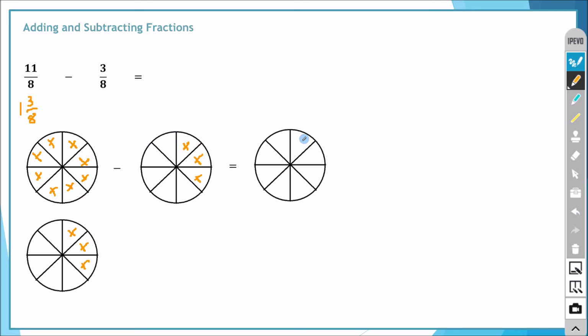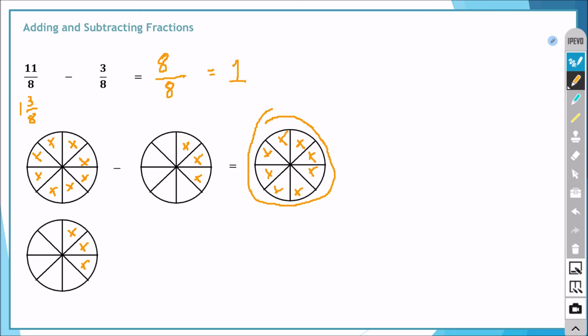We would result in a circle with 8 full pieces. 1, 2, 3, 4, 5, 6, 7, 8. So what would that look like as an answer? So we know again that the answer is going to be over 8 because these two numbers are both 8. And we've got 8 pieces full here, so that gives us 8 over 8. In other words, this answer is 1 because this circle is entirely full, and that means the answer is 1.